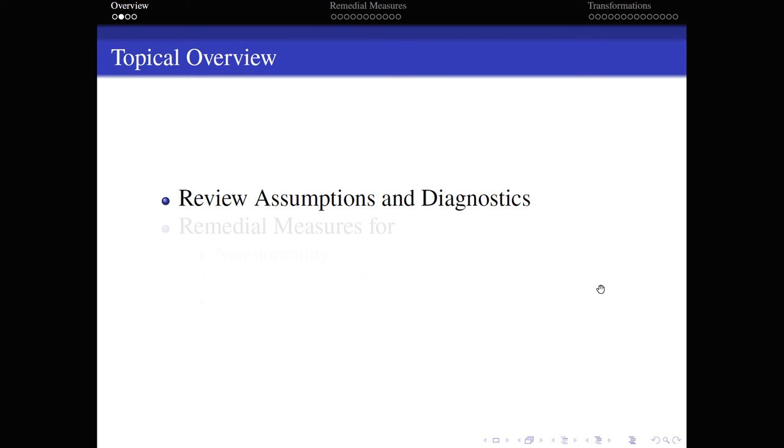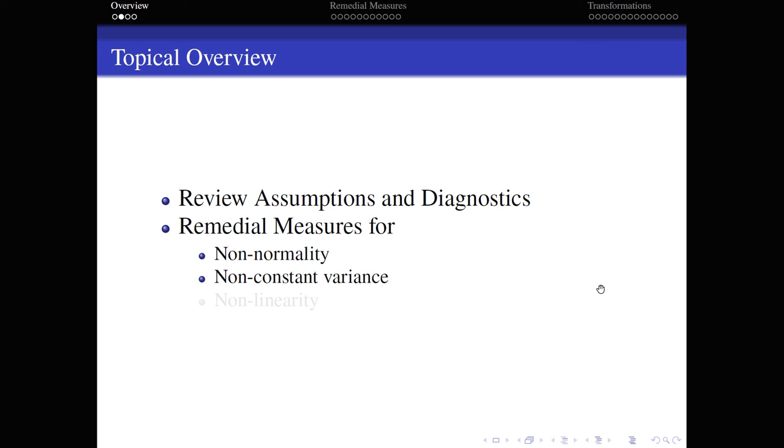So frankly, we're just going to look at a review of the assumptions very quickly at the beginning here. And then we're going to look at some of the different ways that we can approach things that have been broken. So for instance, if our residuals are showing that we don't have normality, if we don't have constant variance, or if we're having trouble with linearity, what can we then do? What options are available to us to address this? We'll talk about some in this lecture set.